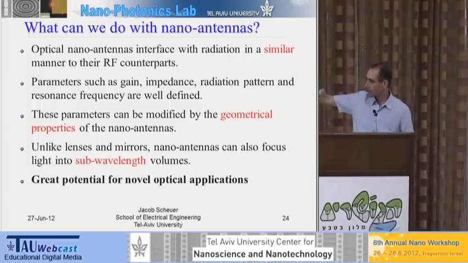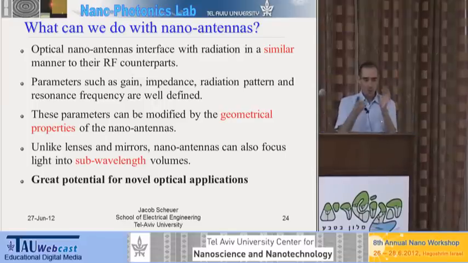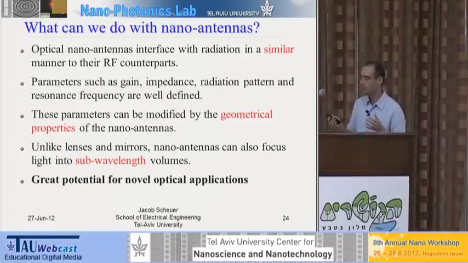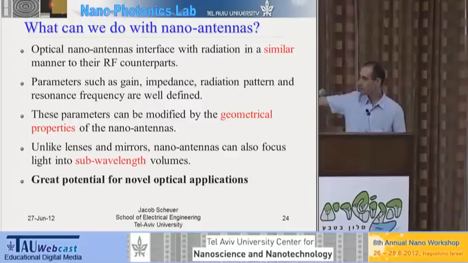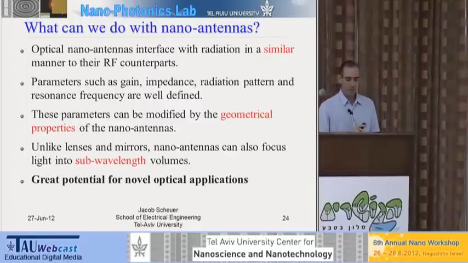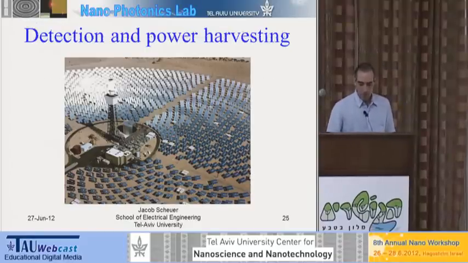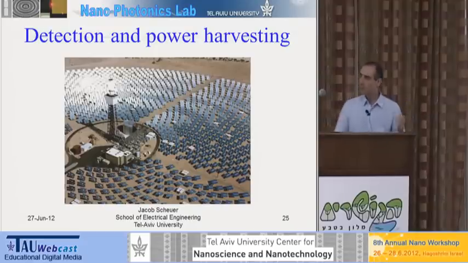Unlike conventional optics, let's say lenses, mirrors, and so on, nano antennas can focus light into extremely sub-wavelength small spots. So we can manipulate light in sub-wavelength volumes. And this gives us a lot of potential for interesting and novel applications. Among the novel applications, I've chosen to pick two of them: detection and power harvesting, and light generation.